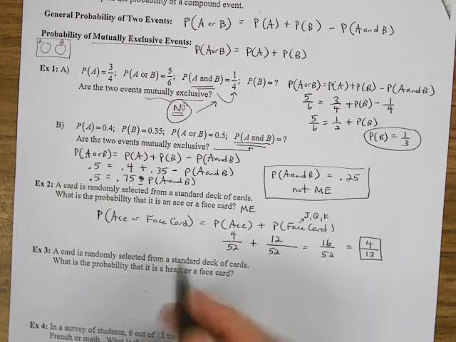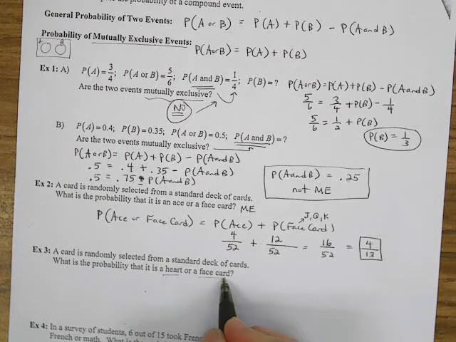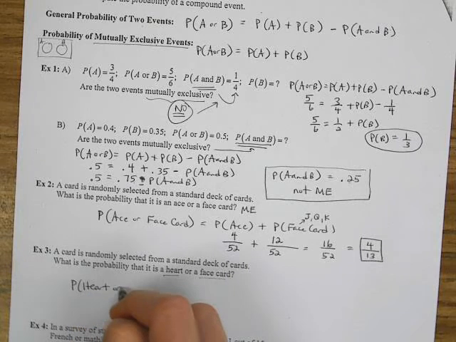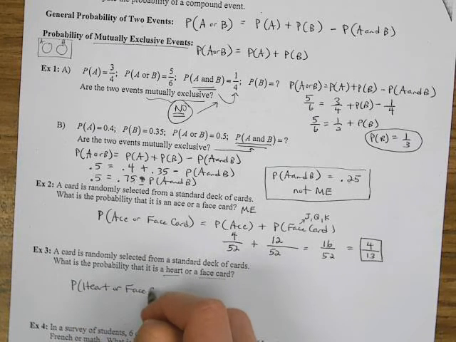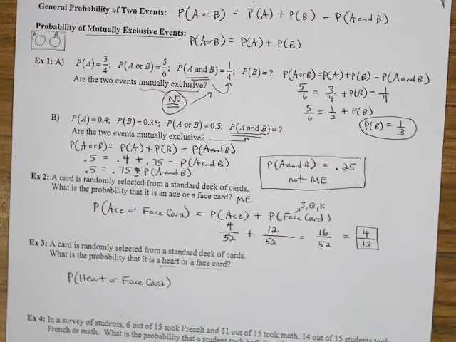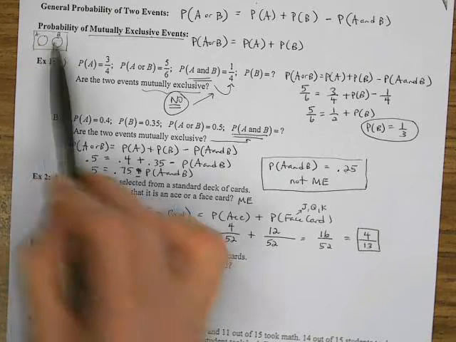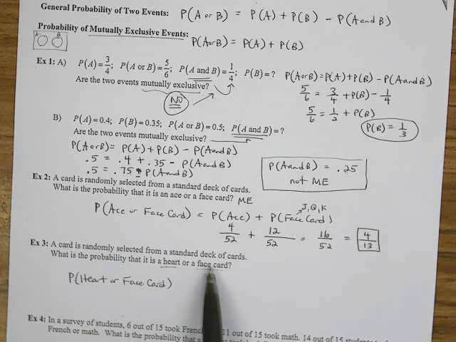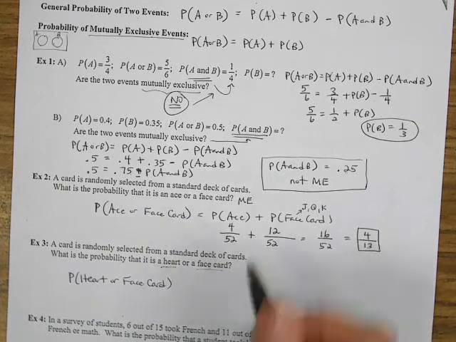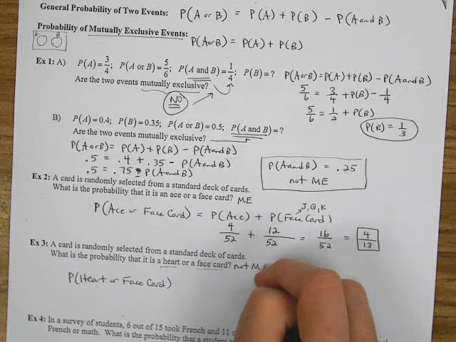What's the probability that it's a heart or a face card? So let's write that down: probability of a heart or a face card. So the question is, first, are these mutually exclusive? Are they two separate sets, or is there overlap between hearts and face cards? Hopefully you realize there is overlap, because we do have hearts that are face cards. We have a jack of hearts, a queen of hearts, and a king of hearts. So there is definitely overlap, so it's not mutually exclusive.